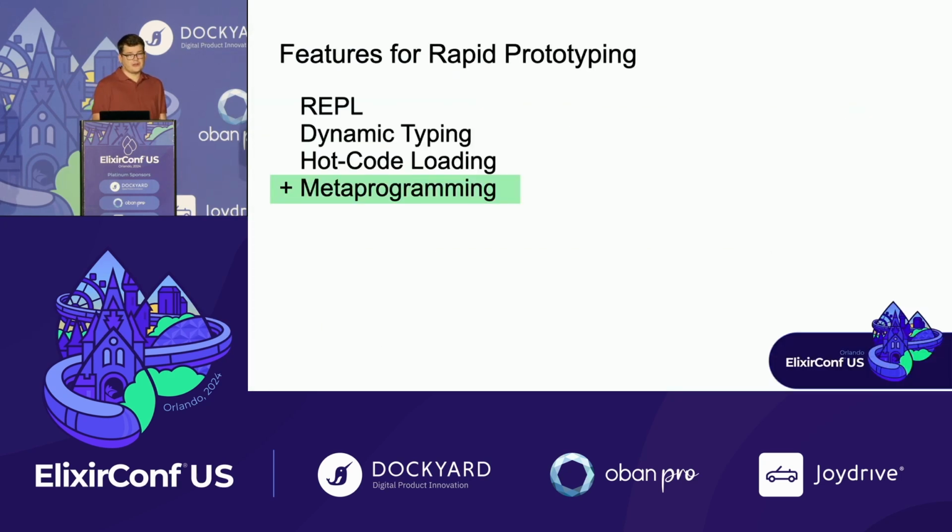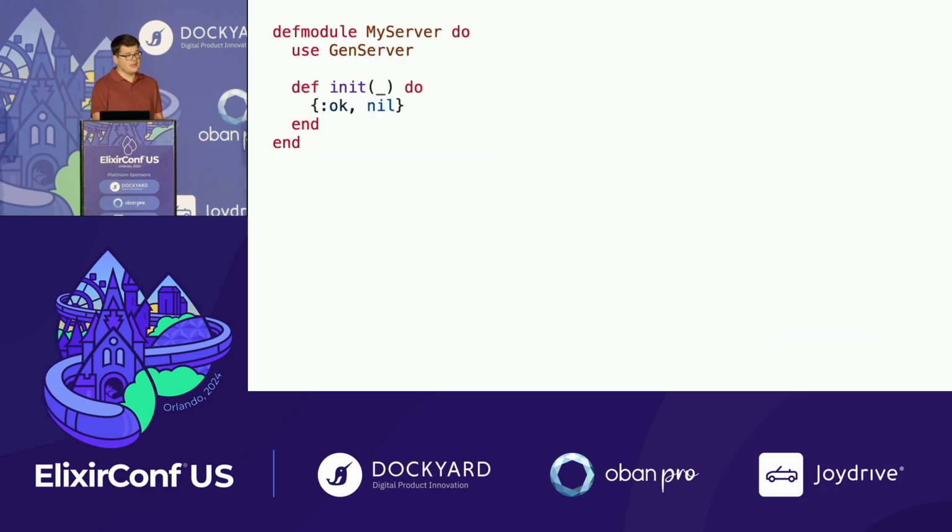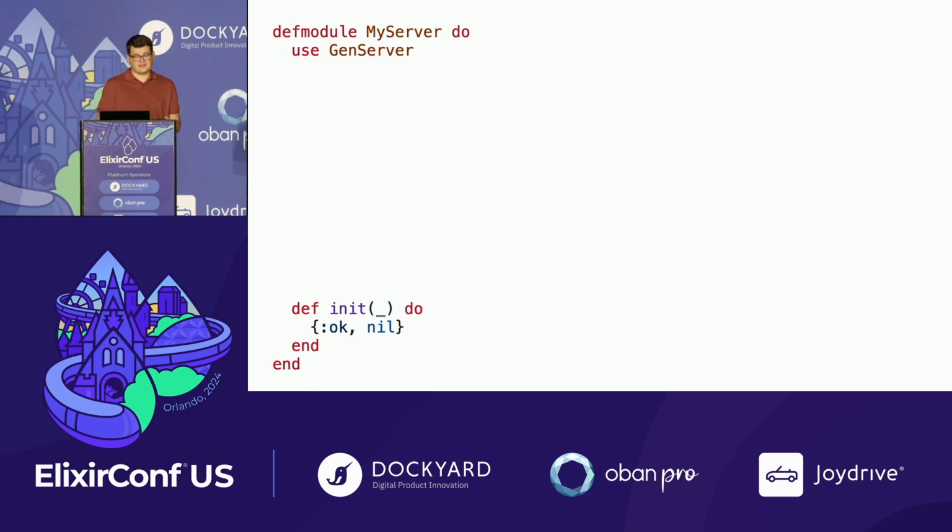Next up, metaprogramming. Pretty broad topic, so I will maybe touch on it just a little bit. So this is the simplest GenServer I could think of. We just use GenServer and implement the init callback. We get the initial state. So use does some stuff, and it kind of looks like a language feature, right? Like use is a kind of magical thing, but it really isn't.